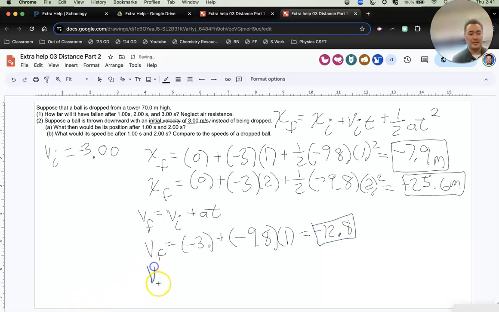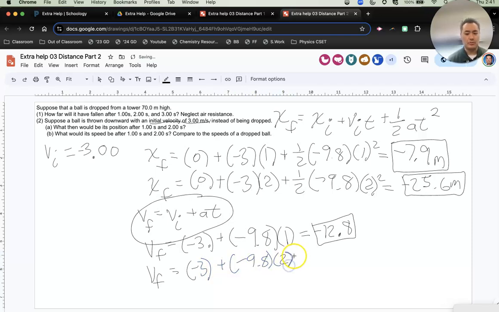And finally, our last speed is at 2 seconds. Let's go in reverse order. Juan, what should I put for -3 times 2? And then, Emiliano, you give us the calculation.